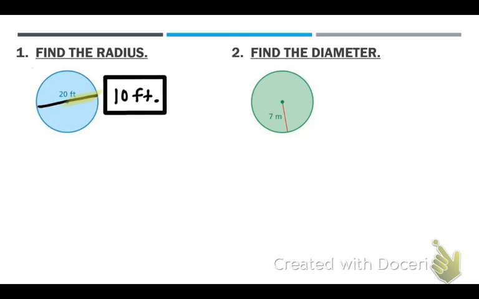Next up, find the diameter. So obviously we are looking now to find the entire distance across, not just the radius which was given to us. So we have to double it. So the answer would be 14 meters.